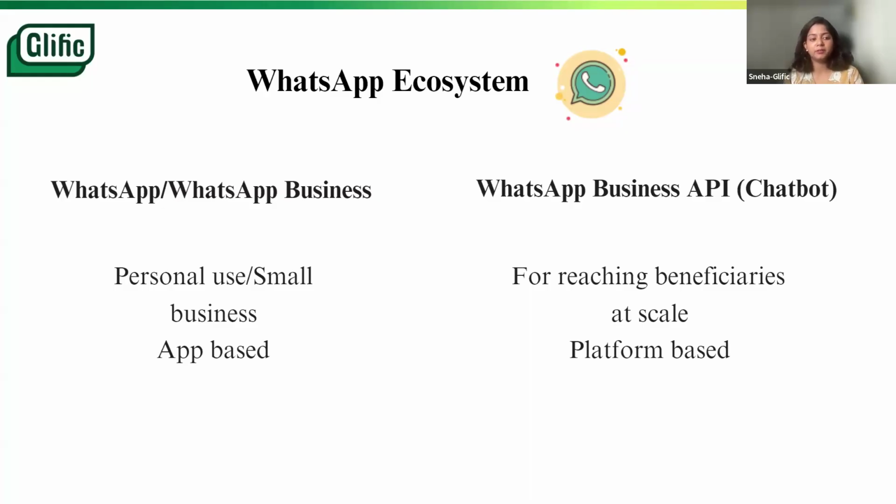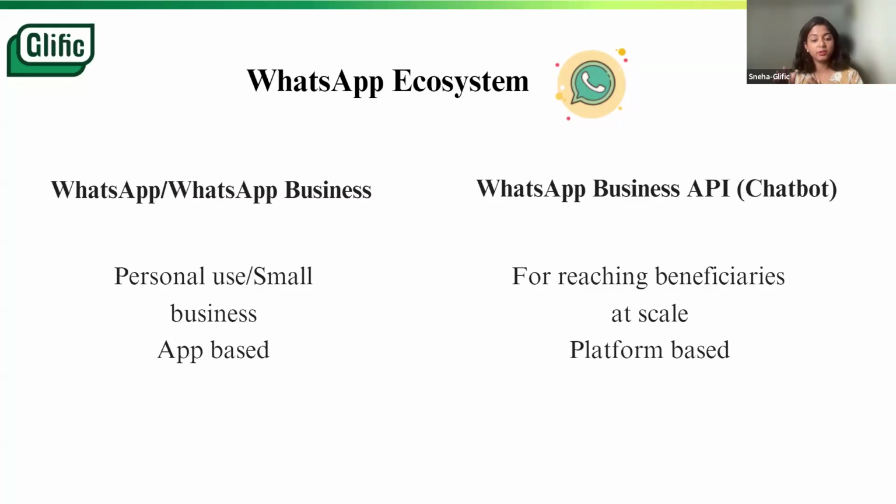So it's a platform based. It's usually used if you have to have conversations with multiple people and one-on-one, for example, right? So if you want to chat one-on-one but at scale, that is when you can use a WhatsApp chatbot. So if you want to have a one-on-one conversation with a smaller group, you use the first option.